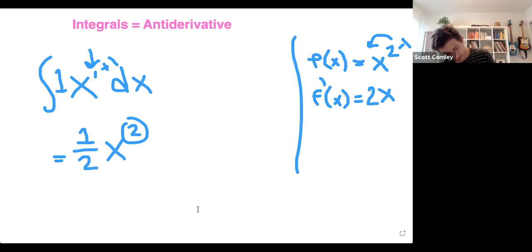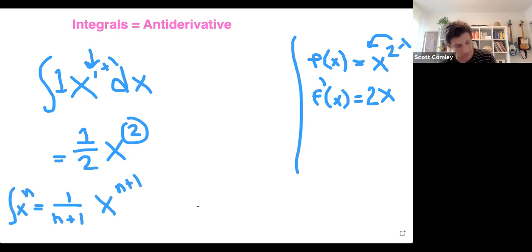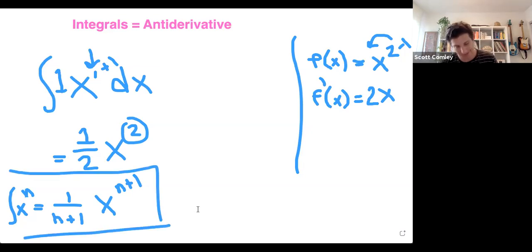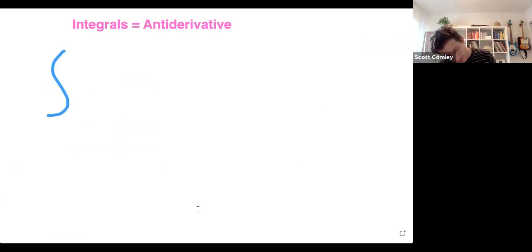Sometimes it's written like 1 over n plus 1 times x to the n plus 1. The integral of x to the n is equal to, you add 1 to the exponent, and that's 1 over that new exponent. A lot of times students will see that in that form. It's kind of confusing, so I like to just show examples. Let's do another one. What if it's the cube root of x dx?